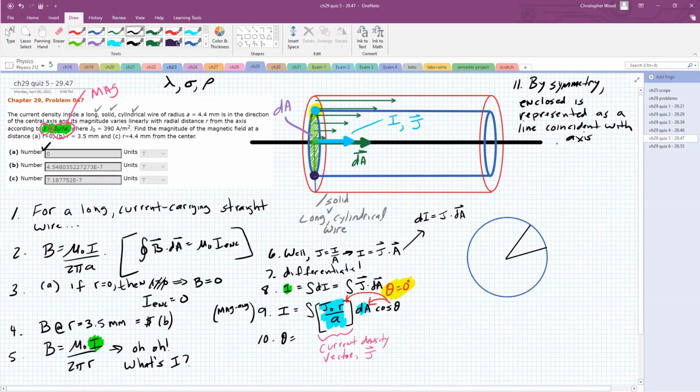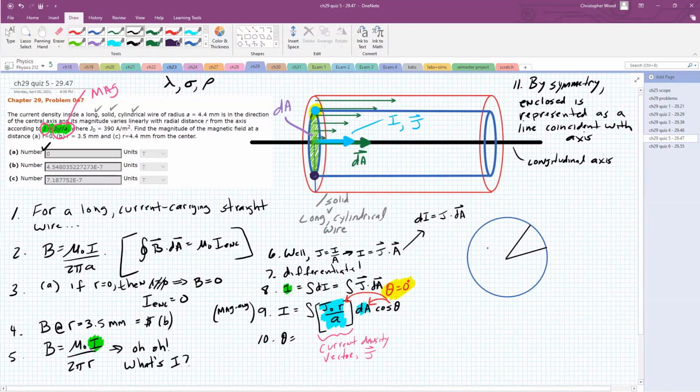Because it's a solid cylindrical wire, but due to symmetry, it actually is represented as just a single line, like a regular one-dimensional wire. And this right here, this is the longitudinal axis. So there's a lot going on here. That's the longitudinal axis. I just got to figure out what that I value is. And I know the distance.